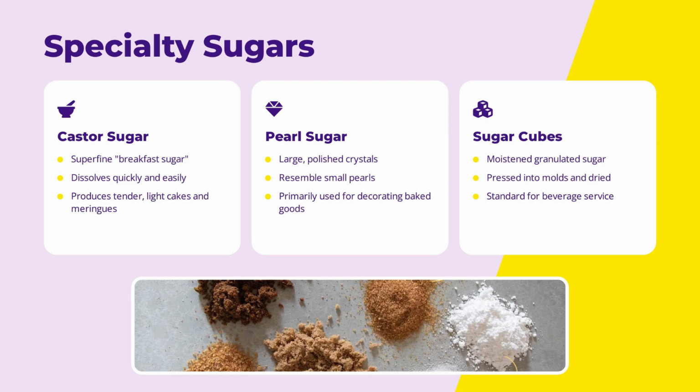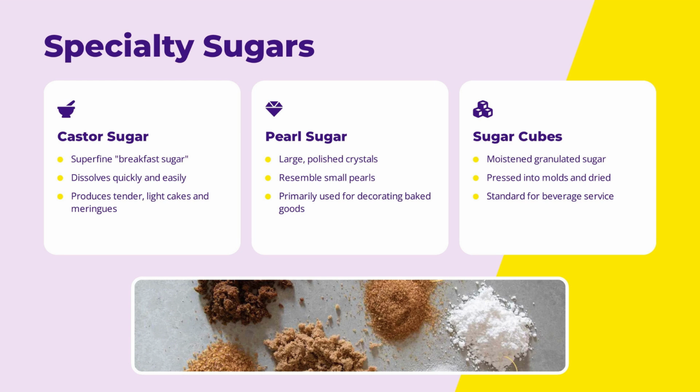Pearl sugar consists of large polished crystals that resemble tiny pearls. Unlike ordinary sugar, these crystals retain their shape during baking, making them ideal for decorating buns, pastries, and specialty baked products. The final variety is sugar cubes.